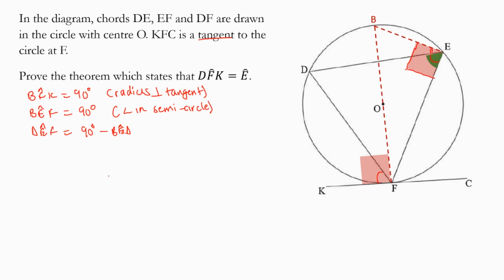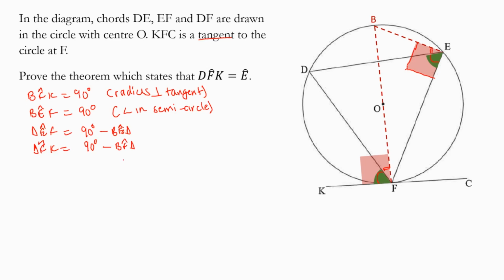And then also if you check, angle DFK is equal to what? 90 degrees minus what? This angle DFK is 90 degrees minus this angle here, which is BFD. Okay, we're almost there, almost done. Just 2 steps and we're done.